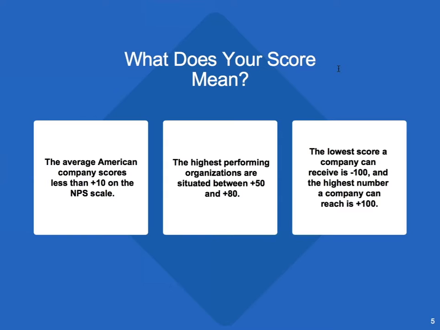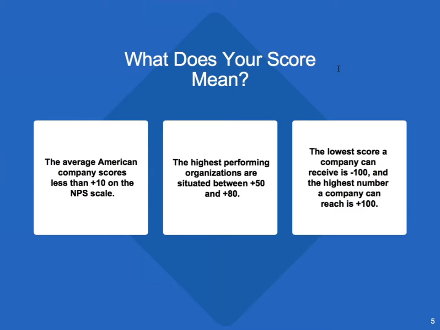So now that you have your Net Promoter Score, it's time to digest the feedback you received to make improvements. Now, Checkmarket reported that according to NPS co-creator and management consultant Fred Reichelt, the average American company scores less than +10 on the NPS, while the highest performing organizations are situated between around +50 and +80. Now, keep in mind, this does vary slightly across industries and regions.